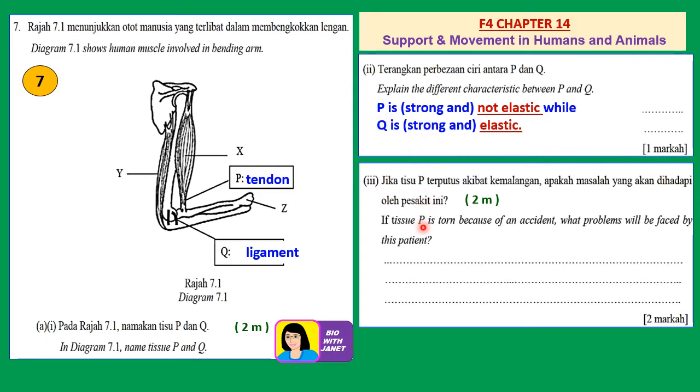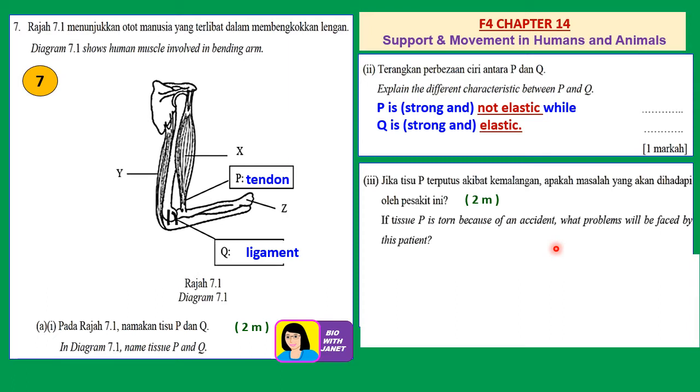Now next, if tissue P is torn because of an accident, what problems will be faced by this patient? Right? So if P is torn. Now this is another way of asking you the function of the tendon, but in a negative way. All right? So if P is torn, that means it cannot carry out its function. And what is its function? To transmit the pulling force of muscle X to the bone, right? So if it is torn, it cannot carry out this function. Then state the consequence after that.